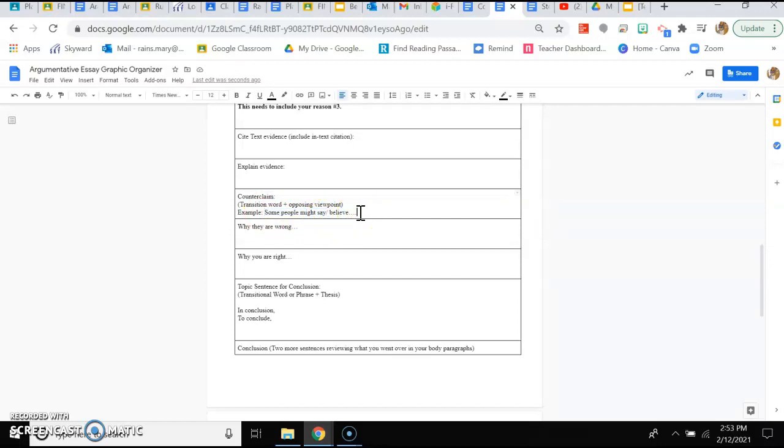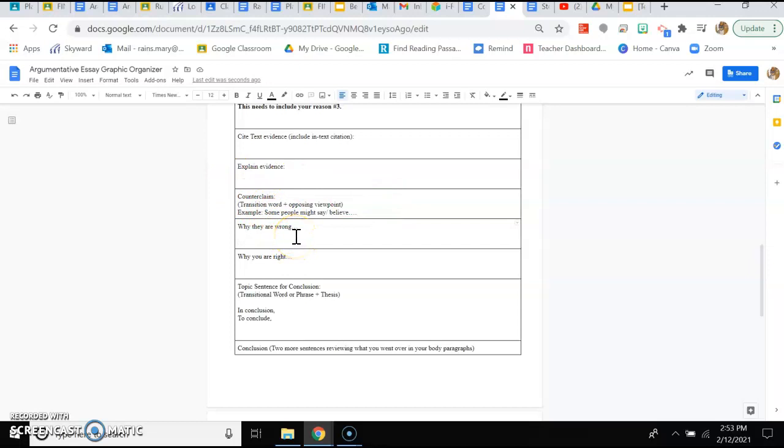believe. So if I was doing my paper on racial injustice, then I might say, some people believe that political division is the world's biggest problem, period. And that's all that I would say in this first box, or the first sentence of the counterclaim.